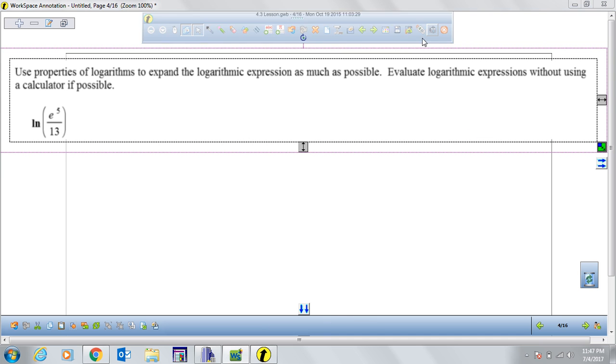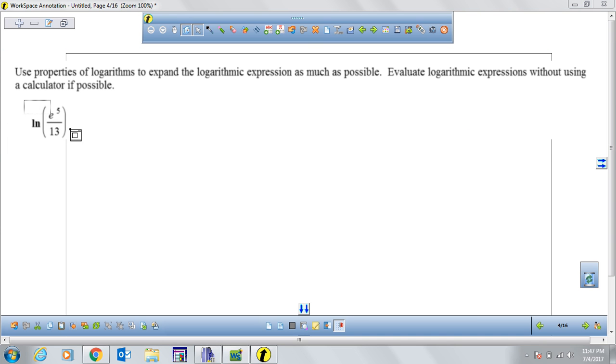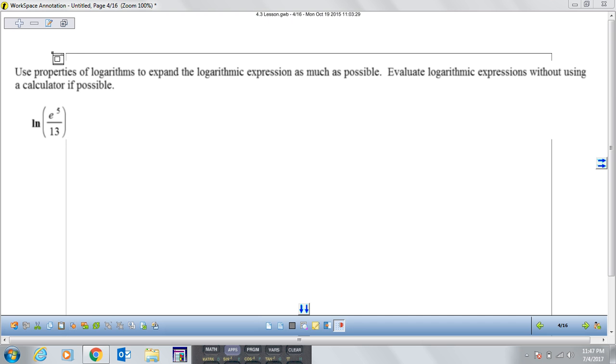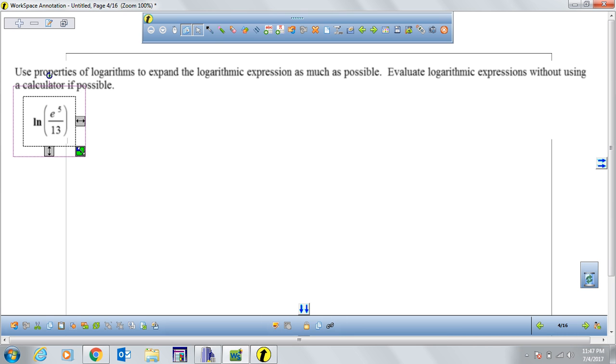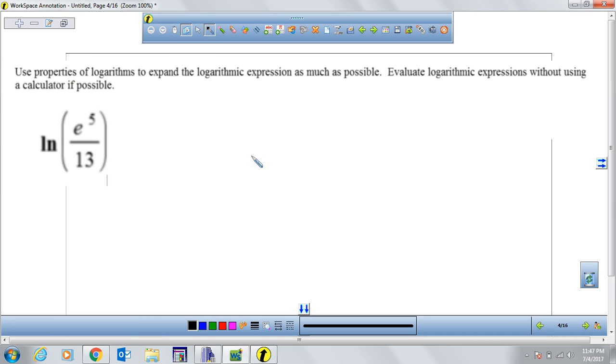So this gives us the natural log of e to the 5th power divided by 13. We're going to do the same thing. When I have a division in the log, we have to separate it using the quotient rule. It tells me that the log of m over n is equal to the log of m, the numerator, minus the log of n, the denominator: ln of 13.